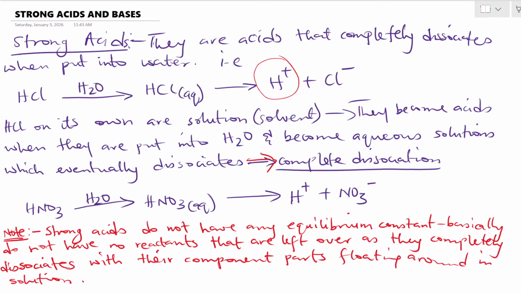Alright, then we have another strong acid example that we saw as nitric acid. When put in water, same thing, becomes nitric acid solution or aqueous, and dissociates by giving off the proton. That's how you identify that it is an acid. And worthy of note again here is that strong acids do not have any equilibrium constants. They do not have any reactant left after the reaction is done. That means they are completely dissociated with their component parts floating around in solution. So what would be their component parts? This H plus here, and your NO3 minus.